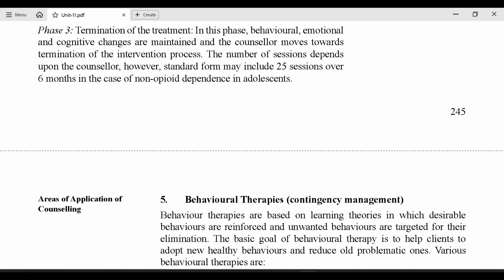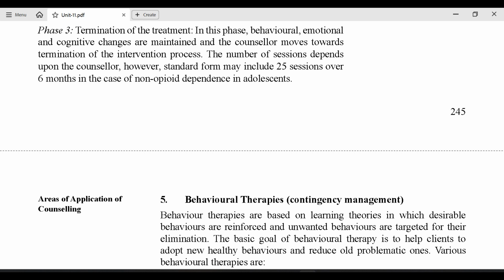Phase 3, termination of the treatment. In this phase, behavioral, emotional and cognitive changes are maintained and the counselor moves towards termination of the intervention process. The number of sessions depends upon the counselor, however, standard form may include 25 sessions over 6 months in the case of non-opioid dependence in adolescents.